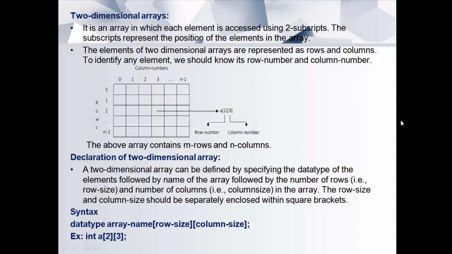To identify any element, we should know its row number and column number. In the previous type of array, that is the one-dimensional array, there is only one subscript, so we measure it with only one value. But here it needs two subscripts, so we represent it as rows and columns. Using some tabular form, we can calculate how the data will be accessed from two-dimensional arrays.